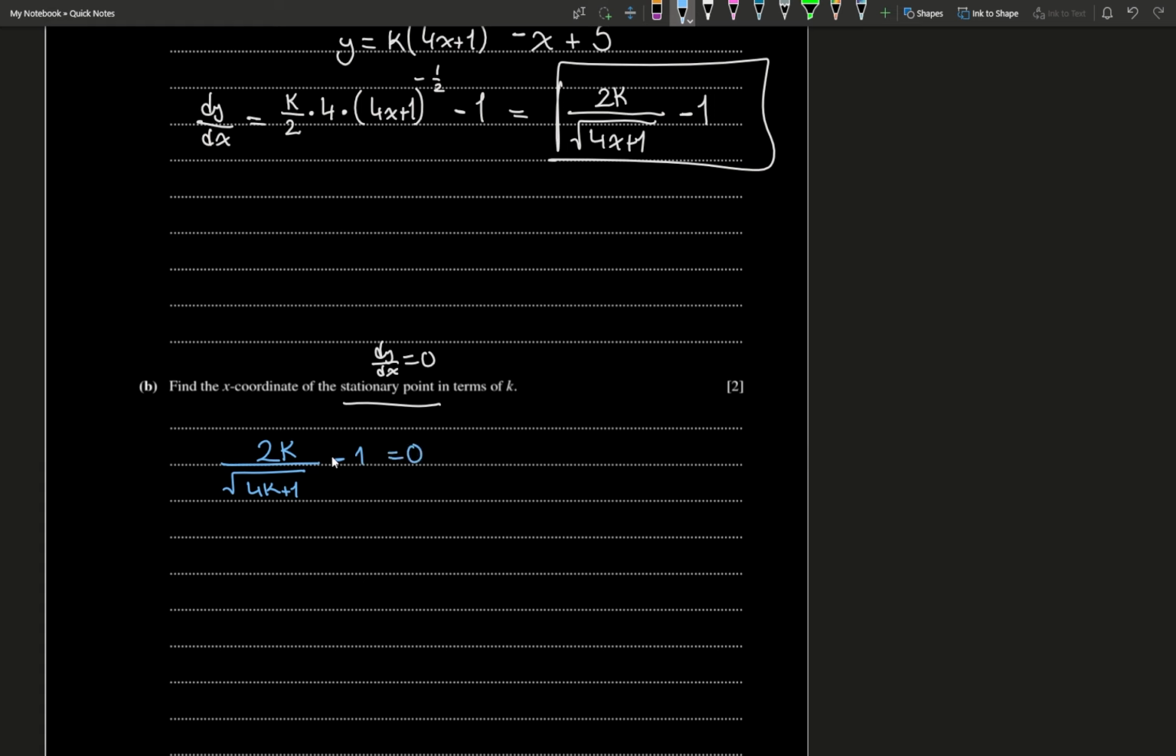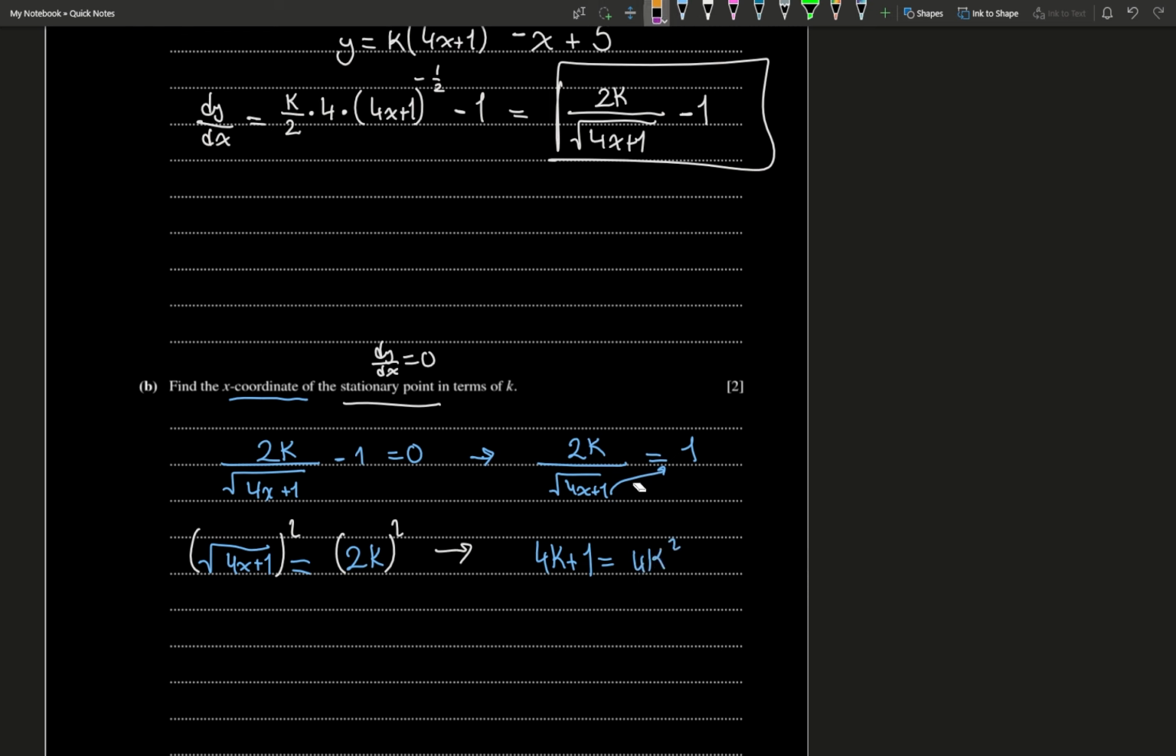Sorry, it is 4x, not 4k. Okay, 4x. Now let us solve for x. We add 1 to both sides, giving us 2k divided by the square root of 4x plus 1 is equal to 1. Then we move this over and divide by 1. It ends up with the square root of 4x plus 1 is equal to 2k. Then we square both sides. Squaring both sides gives 4x plus 1, the square root cancels, is equal to 4k squared.